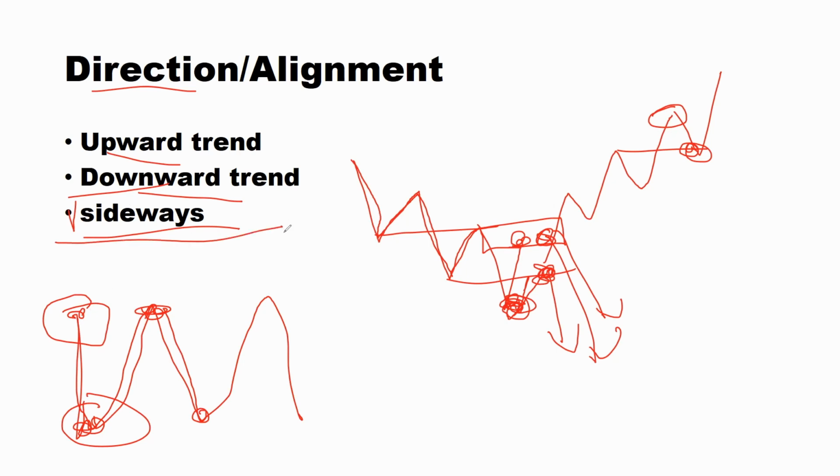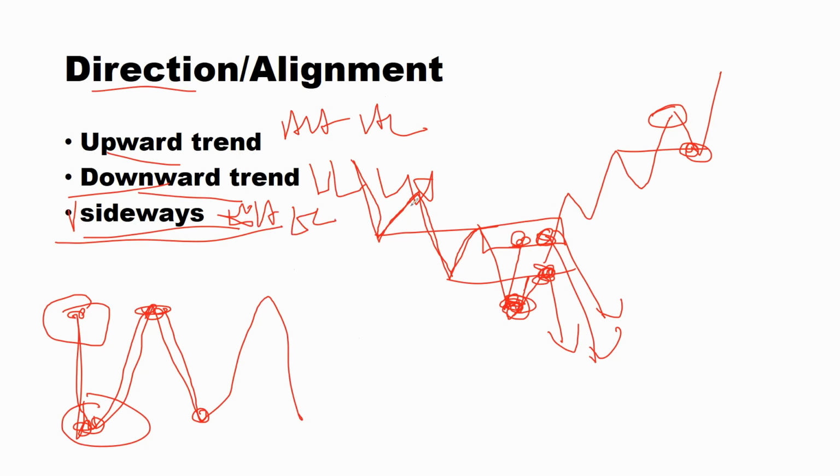So this is how we get direction. Is the market trending upwards or downwards? When we're trending upwards, we're making higher highs and higher lows. When we're trending downwards, we're making lower lows and lower highs, right? When trading sideways, we're making equal highs and equal lows. So this is how I identify direction.